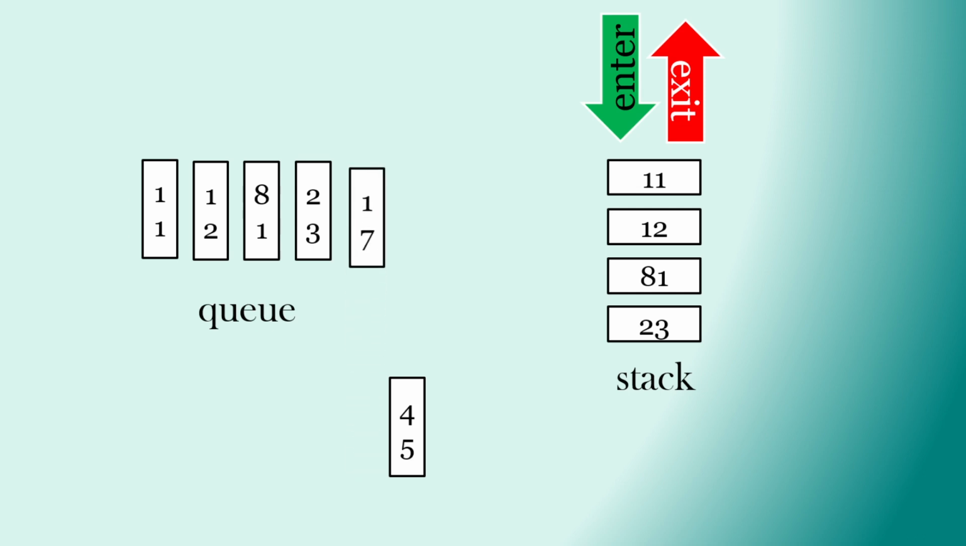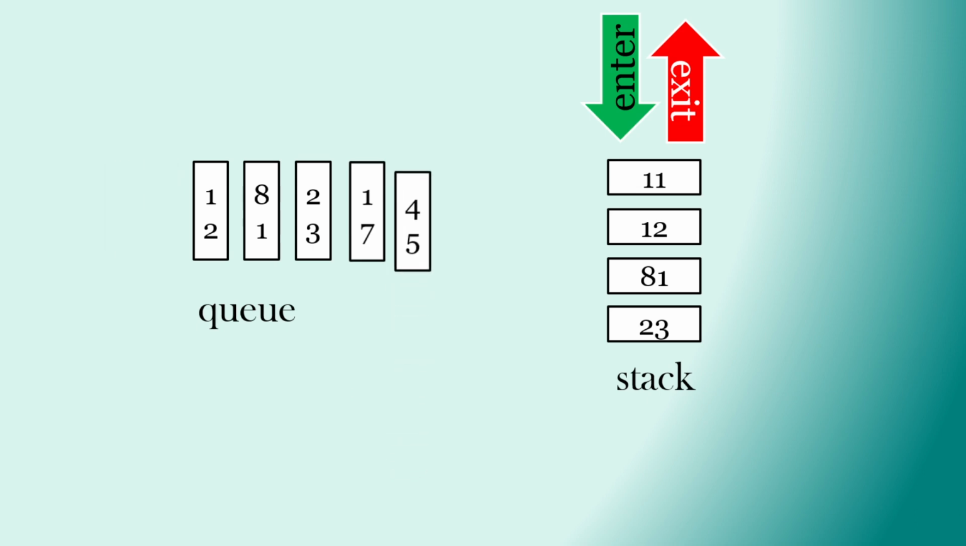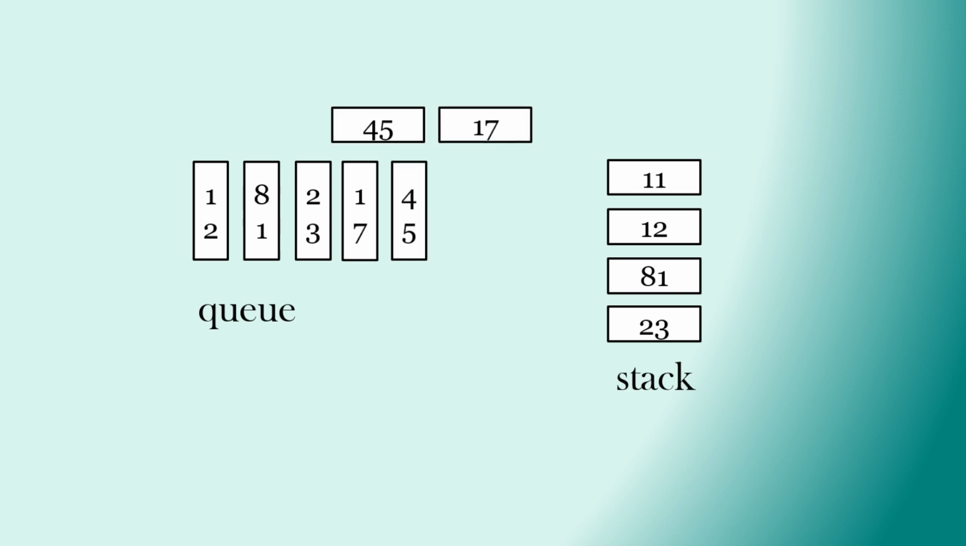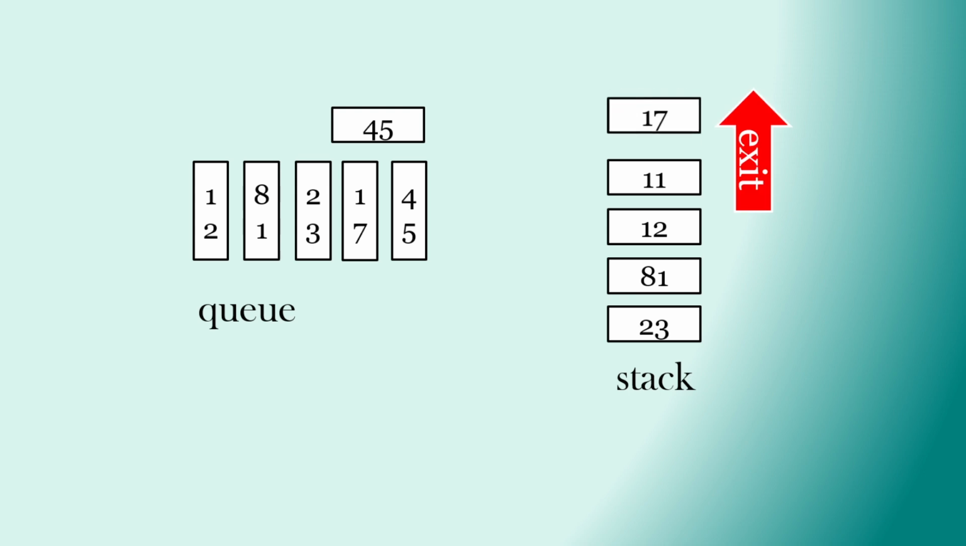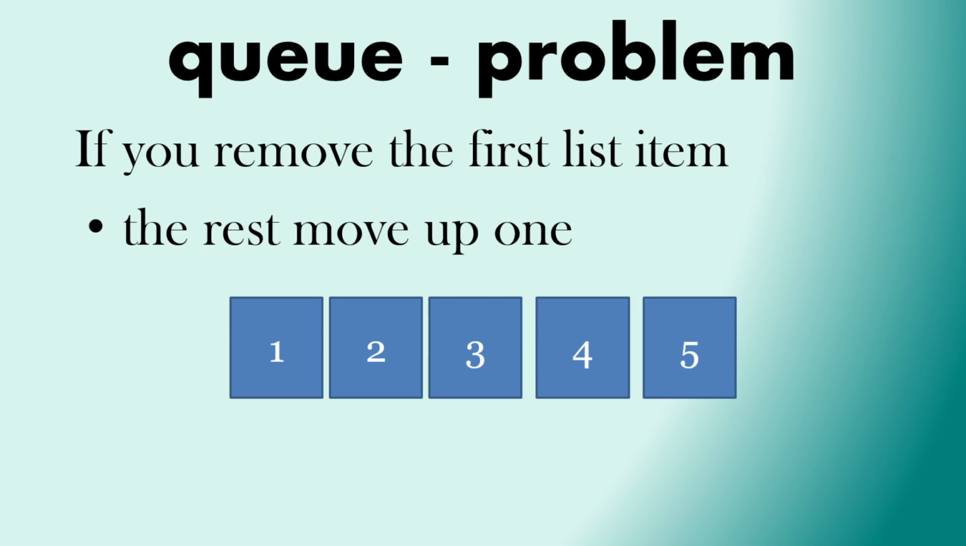We have the queue. We can add an element at the end. We take one off from the beginning. We can add an element at the end again. So that's a queue. We look at the stack. We're going to put one on the top. We want to take something off, so we have to take off from the top first. Then the next item at the top, if we want to add, we add at the top.